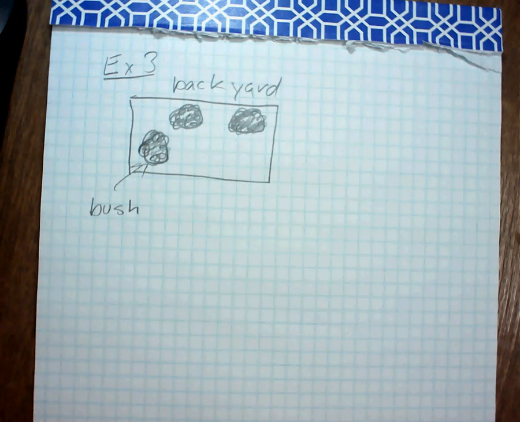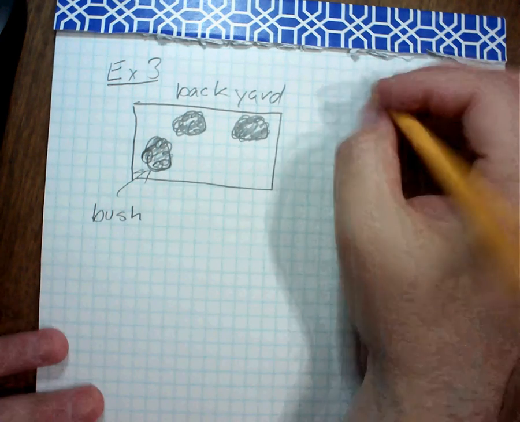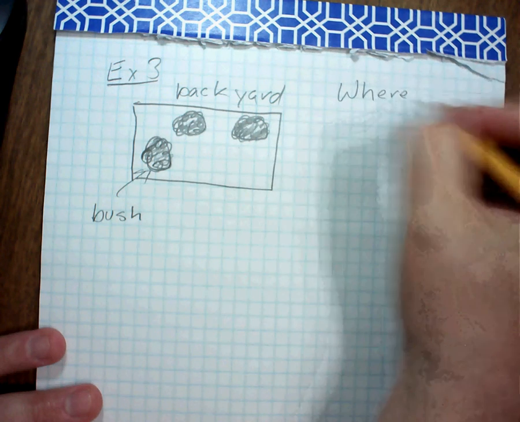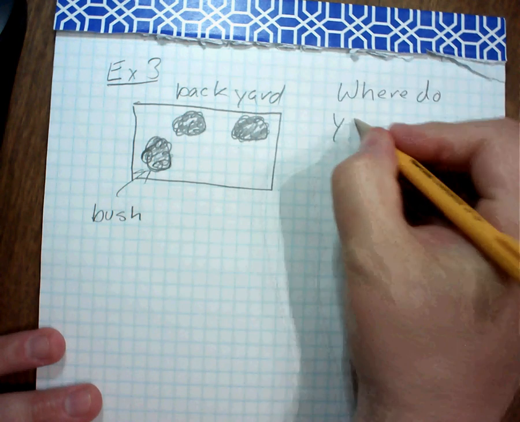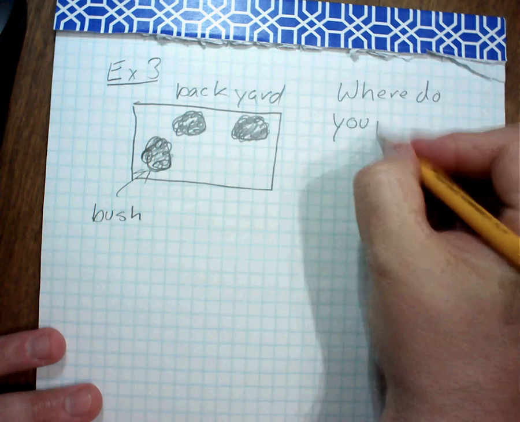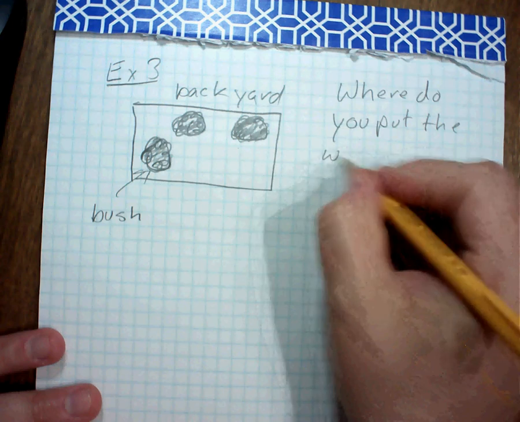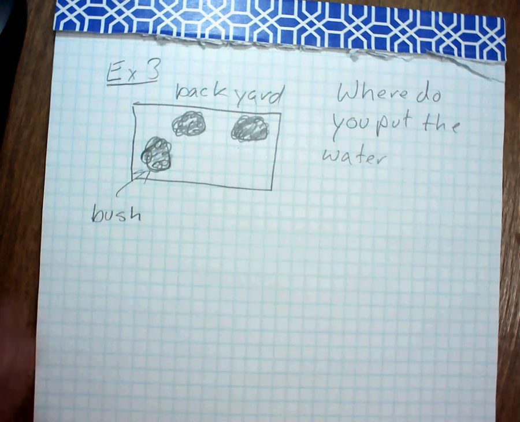And you want to water all 3 bushes equally. So where do you put the water sprinkler? So this is not so much calculating math, it's just kind of a concept.